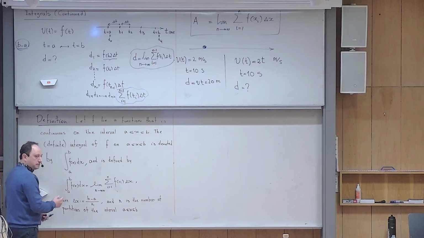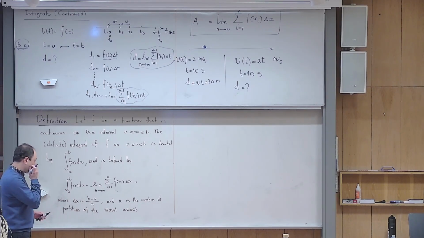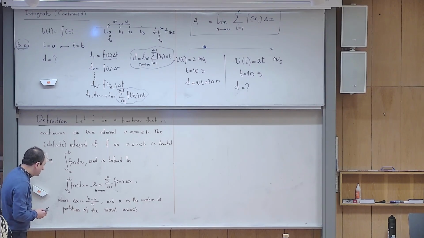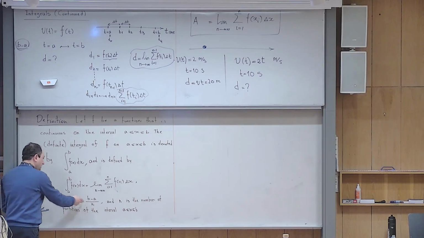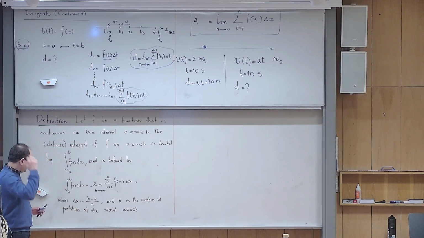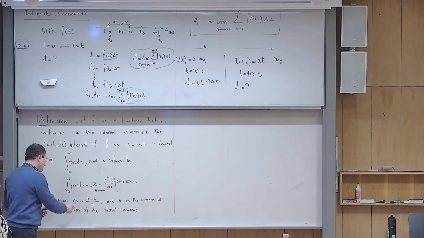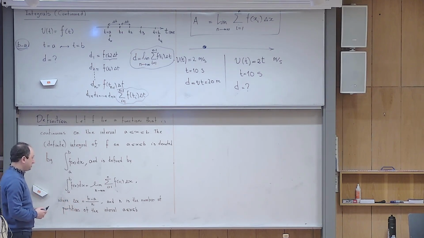Why did you use a colon equals? I'm defining delta x to be this. Why can't you say that it's equal to? Yeah, you can write equal to. Doesn't matter that much.